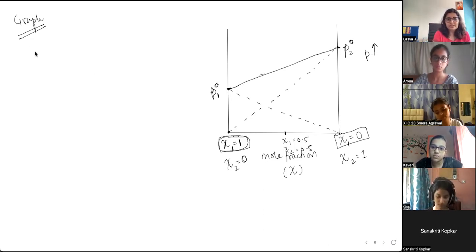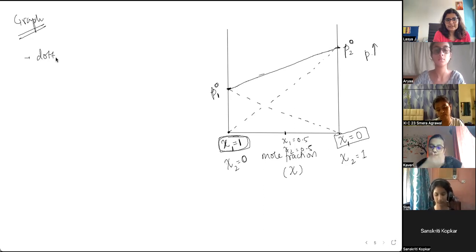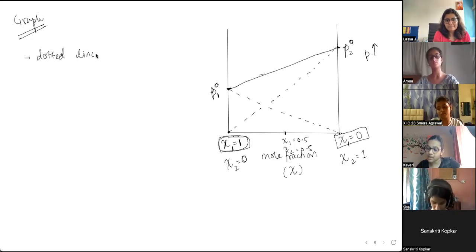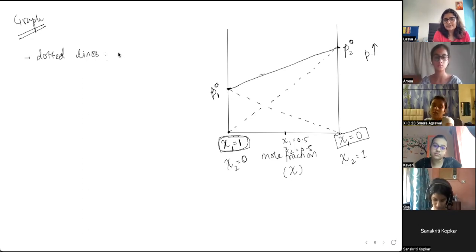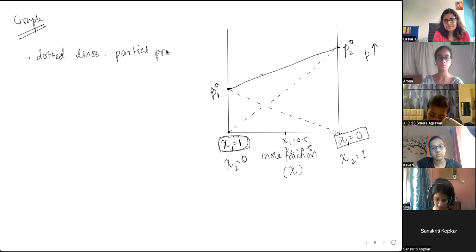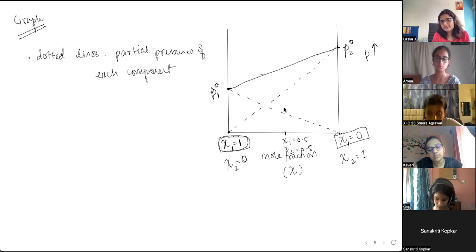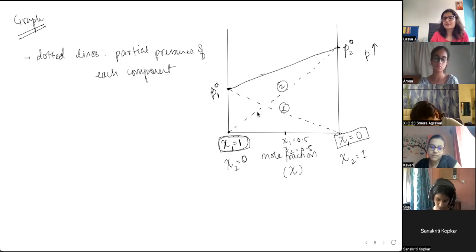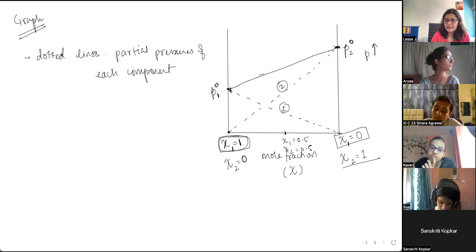So the dotted lines represent the individual partial pressures of each component. This is the partial pressure of component 1, and here this is the partial pressure of component 2. So when it is purely 2, it is the partial pressure of component 2. When it's purely 1, it is the partial pressure of component 1.